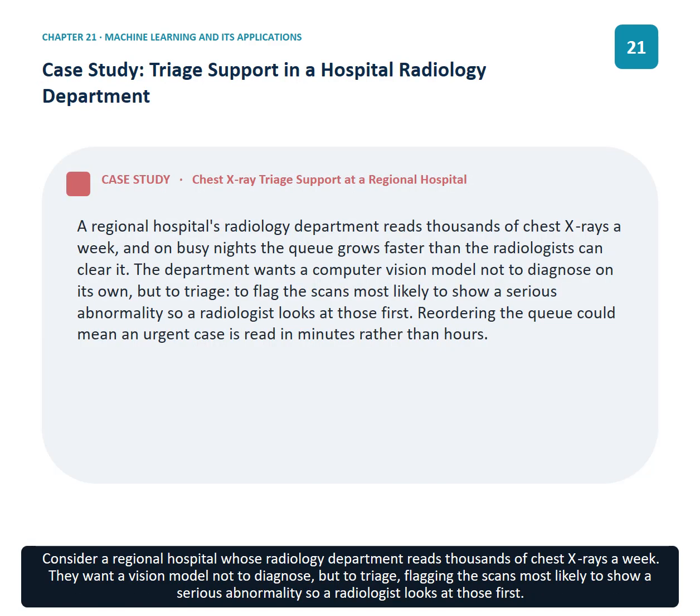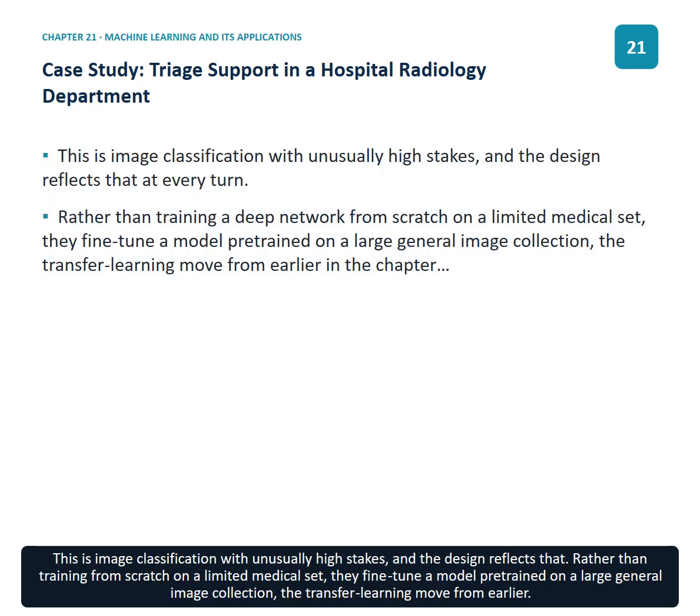Consider a regional hospital whose radiology department reads thousands of chest x-rays a week. They want a vision model not to diagnose, but to triage, flagging the scans most likely to show a serious abnormality, so a radiologist looks at those first. This is image classification with unusually high stakes, and the design reflects that. Rather than training from scratch on a limited medical set, they fine-tune a model pre-trained on a large general image collection, the transfer learning move from earlier.